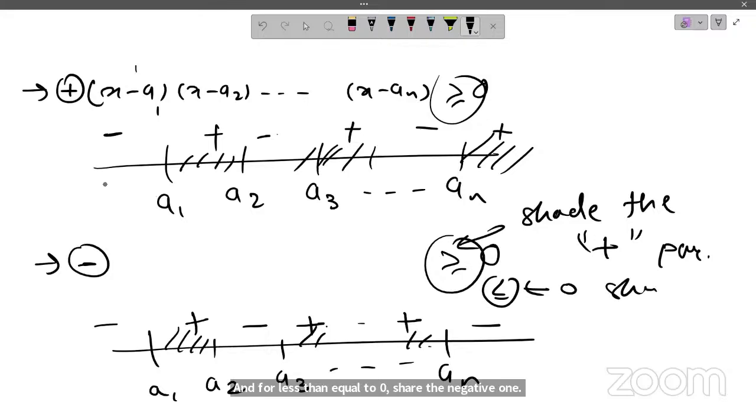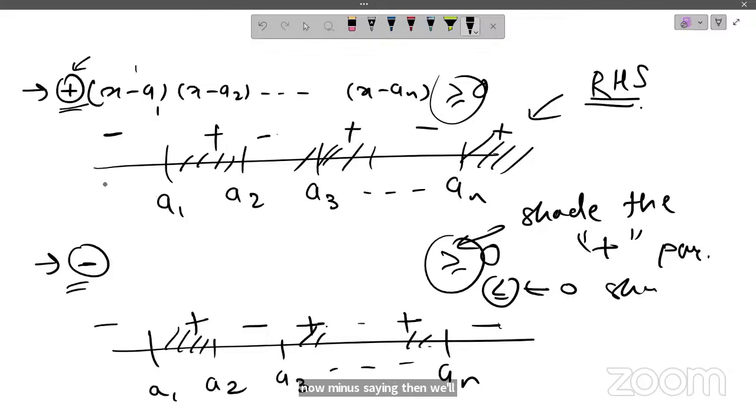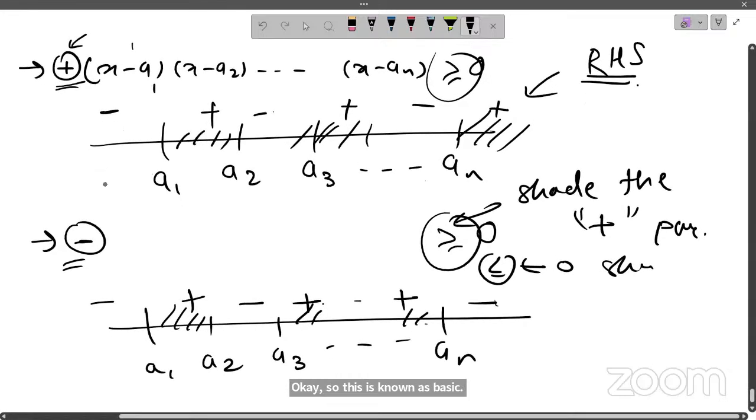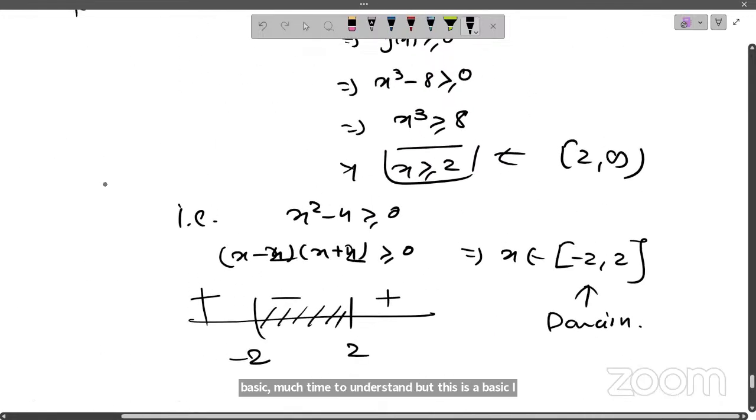And the starting sign will depend on whatever sign comes before the expression. Here we are getting a plus sign, so that's why we started with plus. If we get a minus sign, then we will start with minus. And we should start from the right hand side. So this is known as the basic Wavy curve method. There are some different versions of it that will take much time to understand, but this is the basic thing, and this will make your work much less.